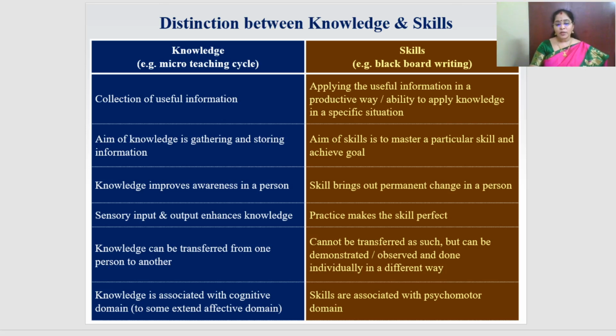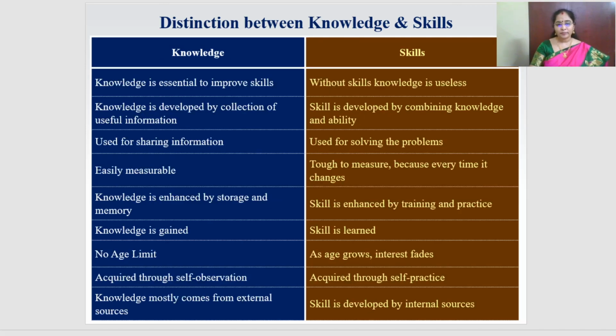So knowledge is associated with our cognitive domain, to some extent the affective domain, because it is storing all the information. But skill is associated with the psychomotor domain because it is performance related. Knowledge is essential in order to improve the skill, but without the skill, whatever knowledge you gain becomes useless. Knowledge is developed by collection of useful information. Skill is developed by combining the knowledge and ability.